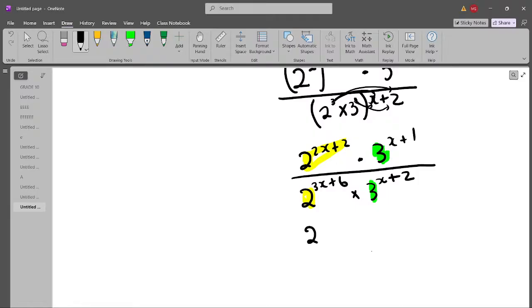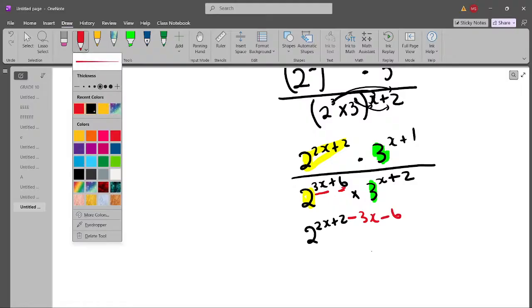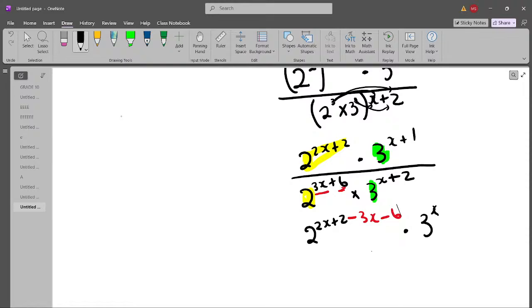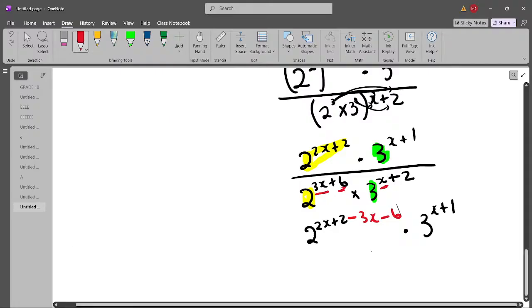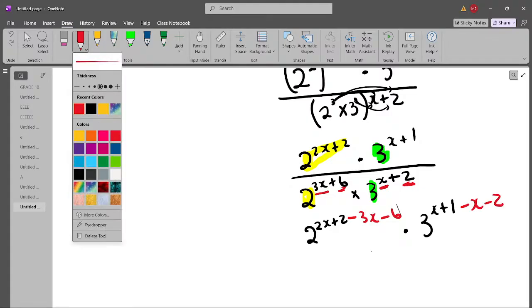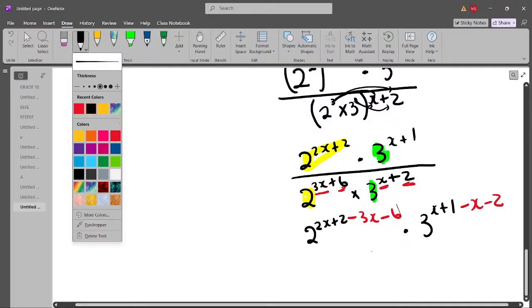That means you have 2x plus 2, and then the exponent of the denominator is minus. Then you have, multiplied by 3x plus 1. Again, what does this mean? The exponent here is minus, the exponent there is minus. Then the final answer will be 2.